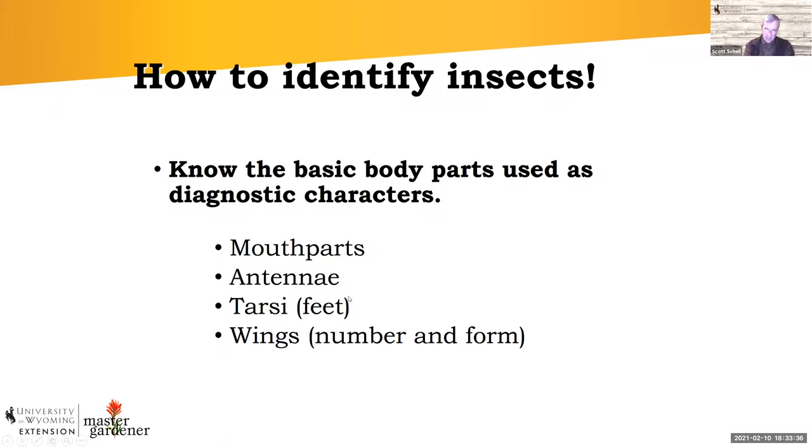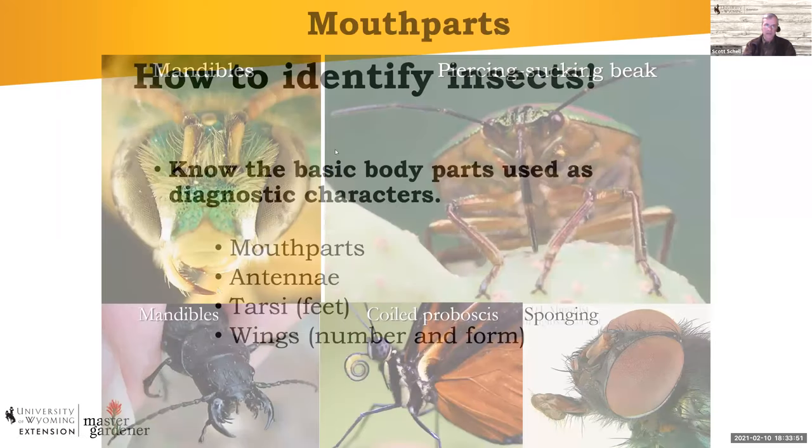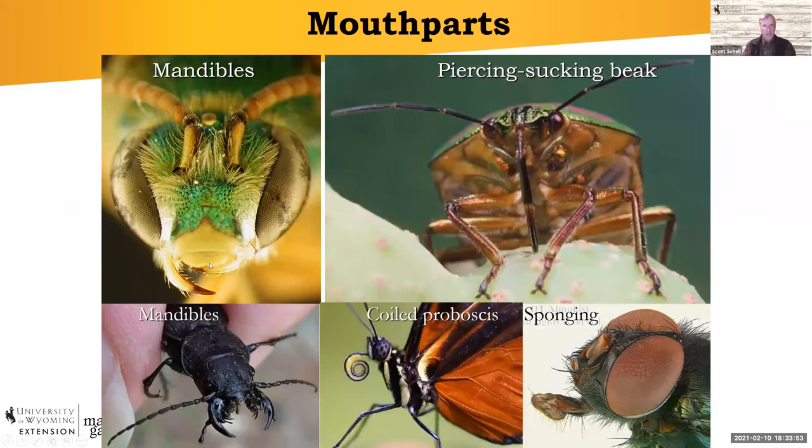The antennae, their shape and form and length, tarsi or feet of the insects, the number of segments, wings, number and form, especially that. As we go along, you'll see that most of the order names are based on the wings. So mandibles, sometimes they can be kind of hidden, like this is like an upper lip on an insect. And so this mandible here is folded out, and they usually cross like that on insects. So we go up and down, the insects go like that.